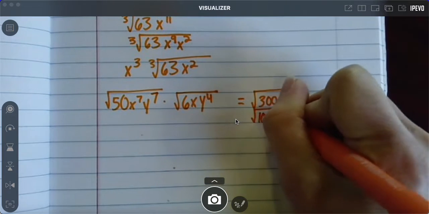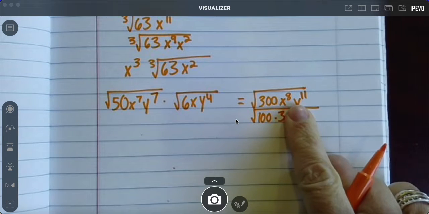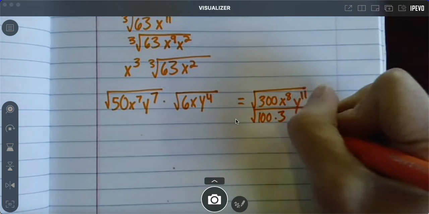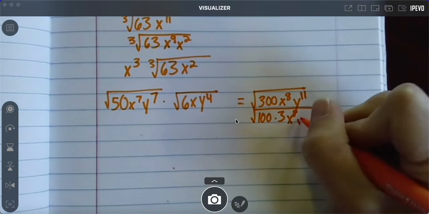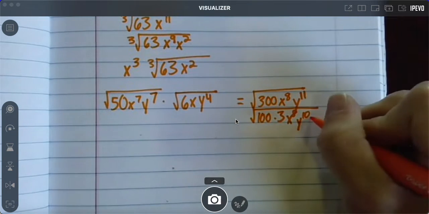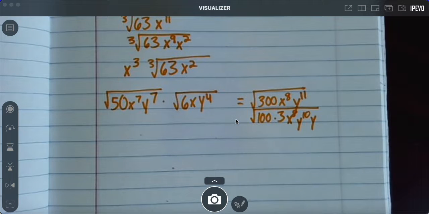100 times 3. Now my x's, is that divisible by 2? 8, yeah, so I'm going to leave it alone. Is the 11 divisible by 2? No. So I'm going to change it to a 10, and then I still have my other one. Is everybody good with that? We're getting better at that, huh?